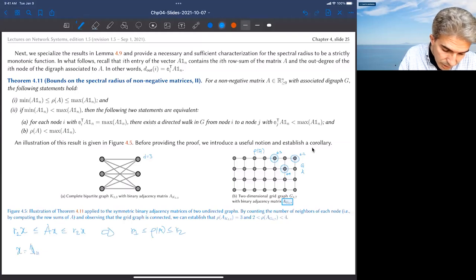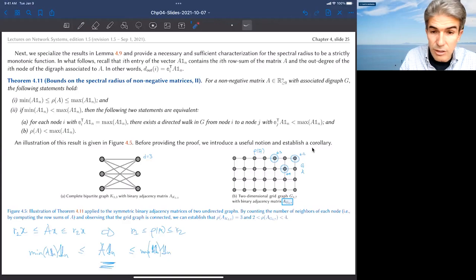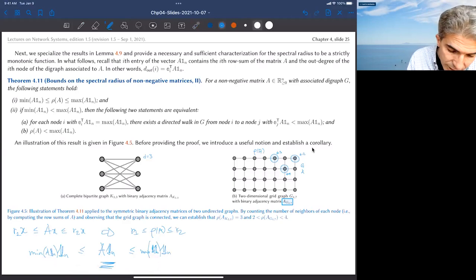So now, if you do A1n, this is a vector. Clearly, that vector is upper and lower bounded by the vector of ones multiplied by the smallest of the entries of A1n, or the largest of the entries of A1n. Why do I say that? Well, you have a vector, it has some entries. Some entries are large, some entries are small. Take the largest of them all and construct a vector that has every entry equal to the largest, or construct a vector that has every entry equal to the smallest. Clearly, those are upper and lower bounds on A1n. But then by the first of the lemmas that I have shown to you, you obtain this simple result.